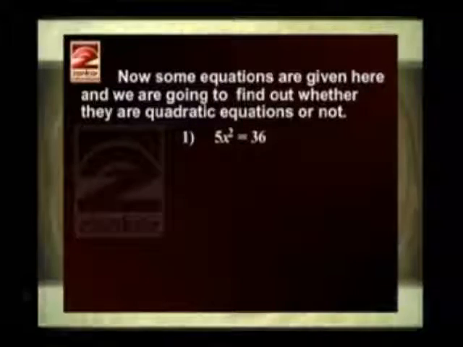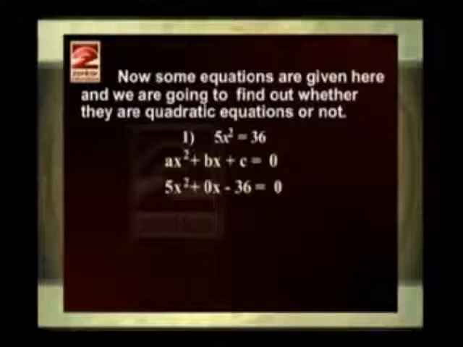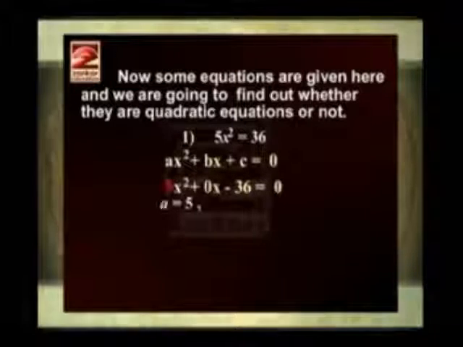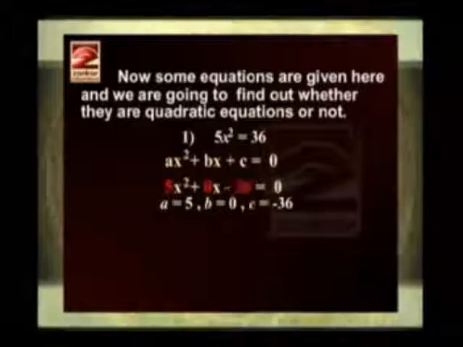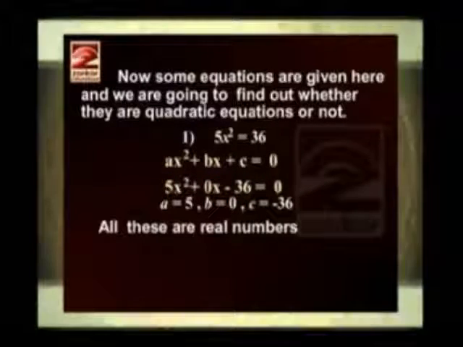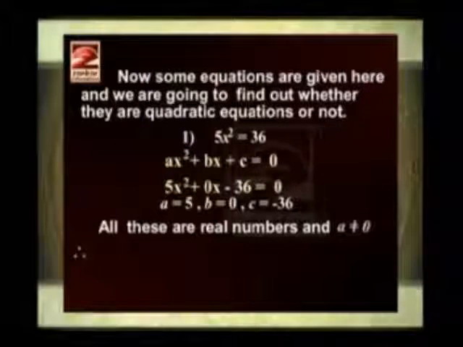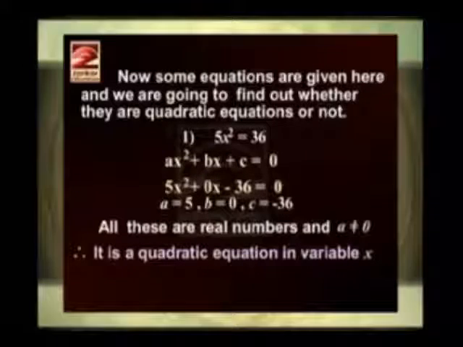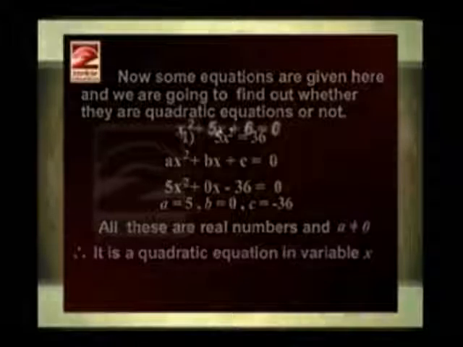So the first equation is 5x square is equal to 36. Here we'll compare the given equation with general form of the quadratic equation. So a is equal to 5, b is equal to 0, c is equal to minus 36. All these are real numbers and a is not equal to 0 and therefore it is a quadratic equation in variable x.